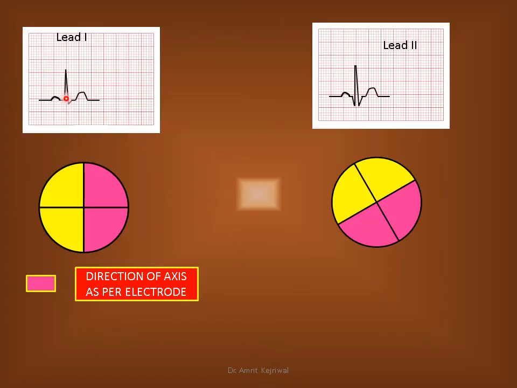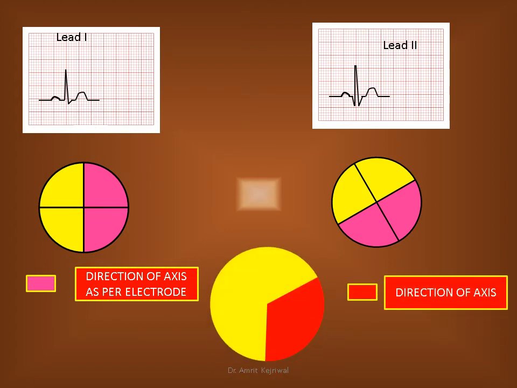So here you get lead 1 showing a positive wave and lead 2 is also showing a positive wave. So as per this, the axis is over here somewhere, and as per this ECG tracing, somewhere here. So the common pink area is somewhat around from 90 degrees to minus 30 degrees. So the axis can lie anywhere in between this.